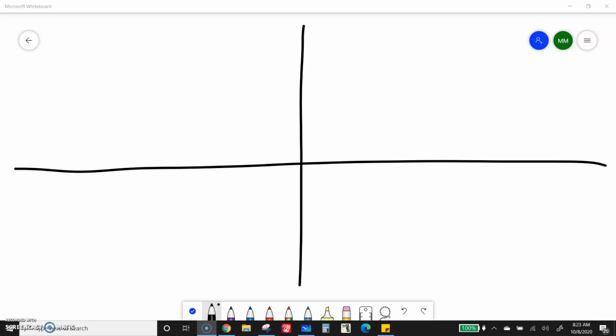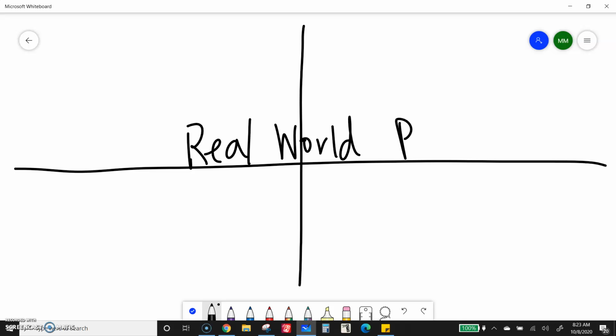For this lesson, we are focusing on real world problems or word problems. Some of you might like them, some of you might hate them, but it is important that we understand how to apply our math to the real world. Otherwise, what's the point, right?